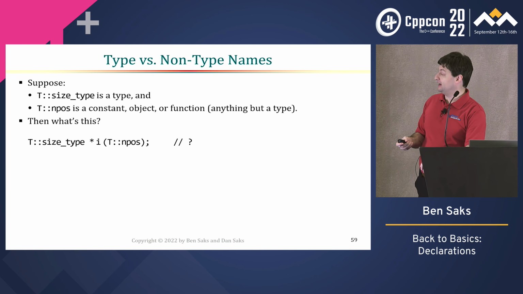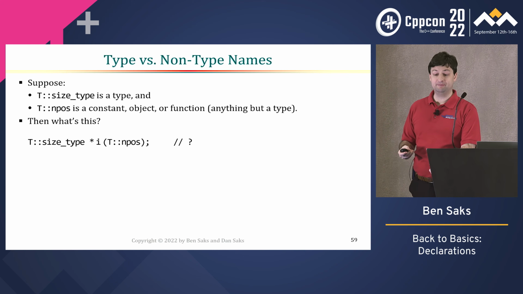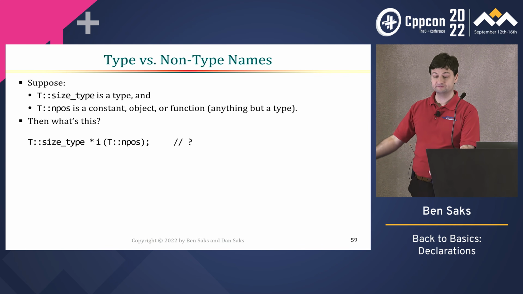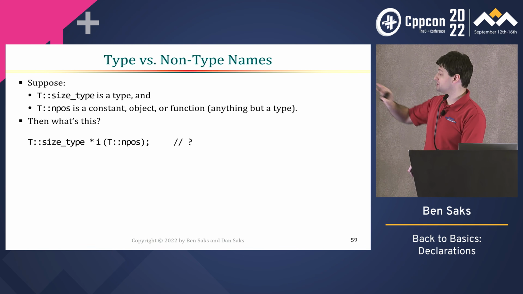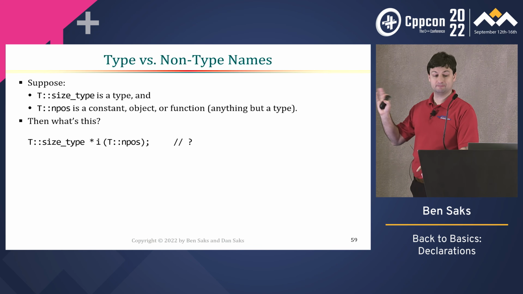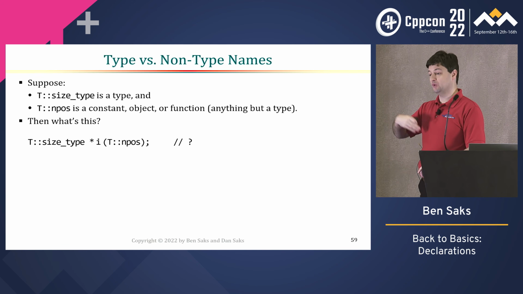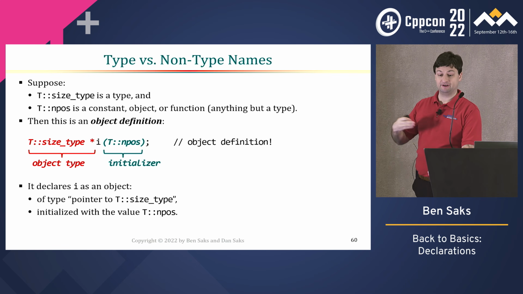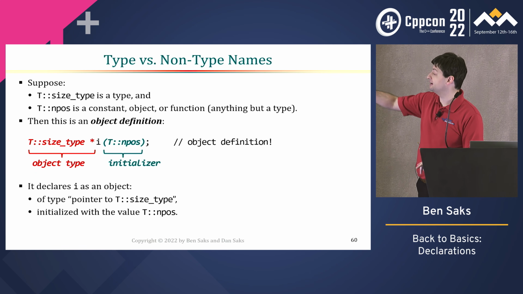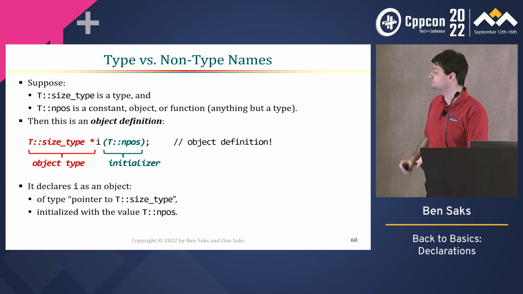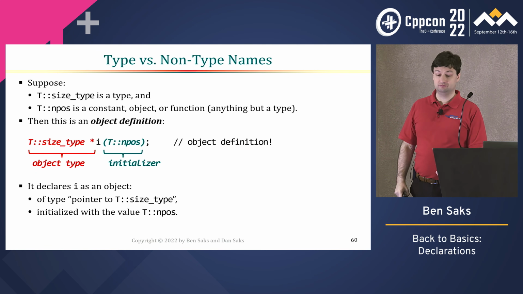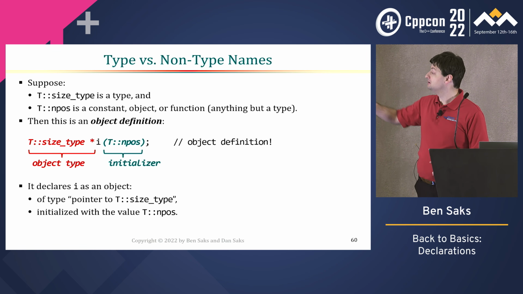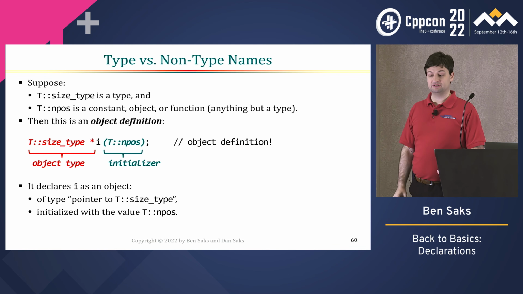Now, if size type is a type, and npos is something other than a type, a constant, object, function, something like that, which is the situation that we originally had in mind when we, or whoever it was, wrote the munge function, then this is an object definition. We're creating an object called I, being initialized with the value npos, of type pointer to t : size type.